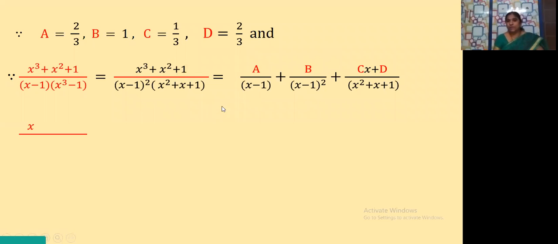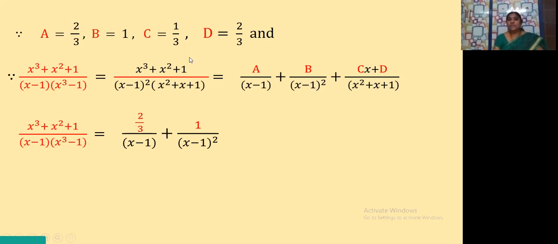This is the equation. So let us replace the values of A, B, C, D here. After replacing, what we get? x minus 1 into x cube minus 1 is equal to, what we are getting? A value is how much? 2 by 3. So 2 by 3 by x minus 1 plus B is 1. So 1 by x minus 1 whole square plus Cx plus D.